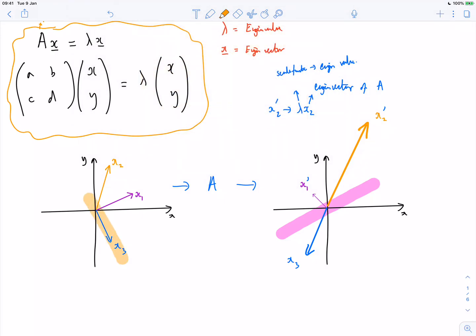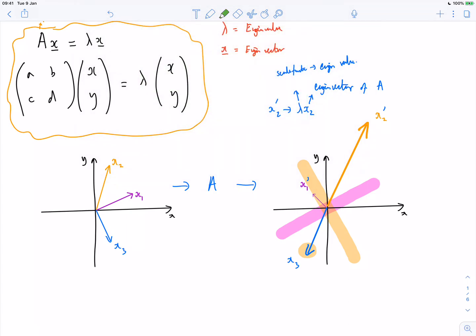And then if I take x3, it should lie on this line. But clearly, if I take that over, then x3 is no longer on that orange line. It's now deflected over to here. So it can't be an eigenvector either.